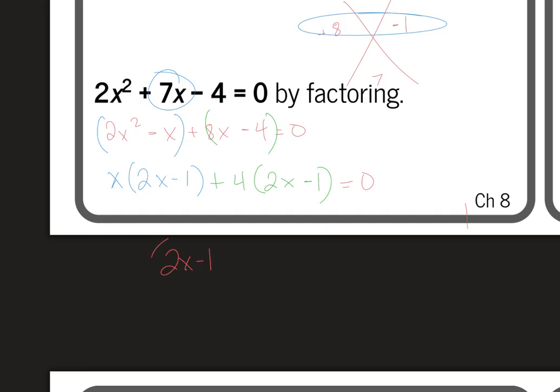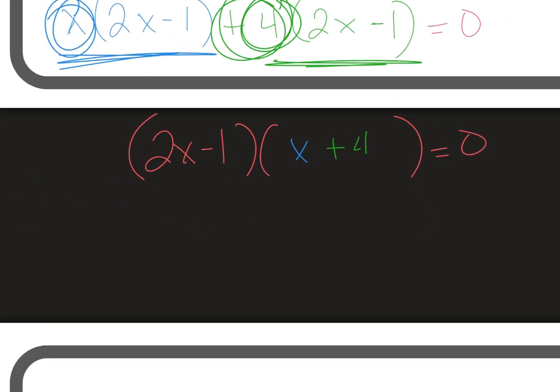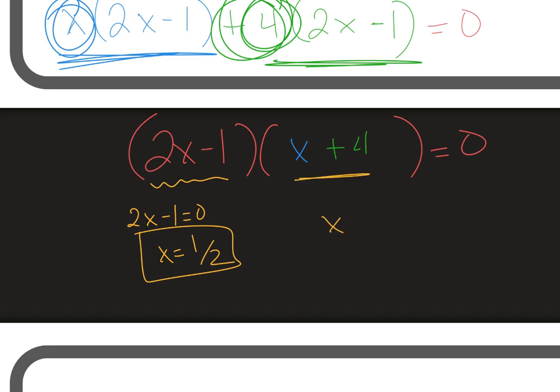So I'm going to factor out 2x minus 1. What I have left over here is that blue x, specifically right there. What I have left over here is this 4, specifically a positive 4. And then all of that equals 0 still. So this left-hand side, if I were to do 2x minus 1 equals 0, I'd add 1 and then divide by 2. So 1/2 is one solution. And this one, x would just be negative 4, because if I had x plus 4 equals 0, I'd subtract 4.